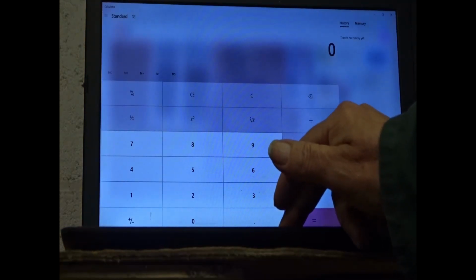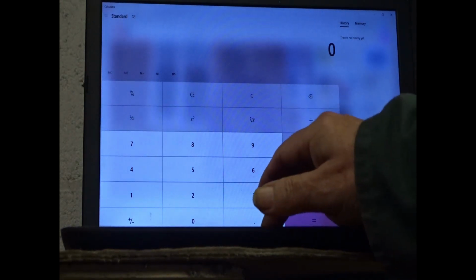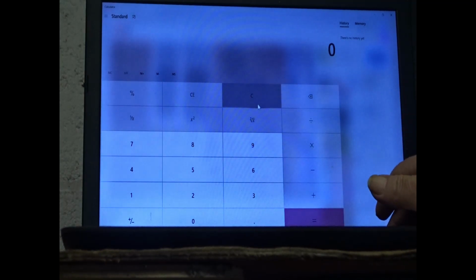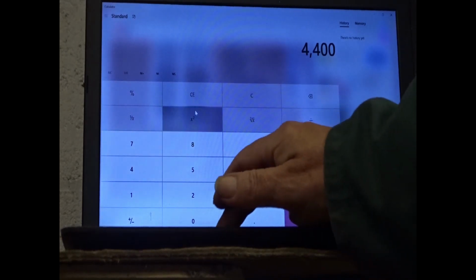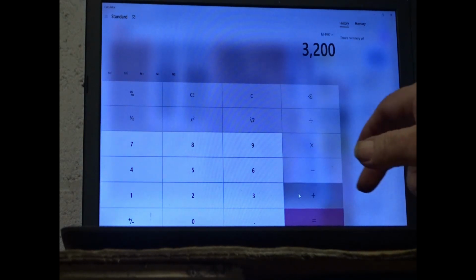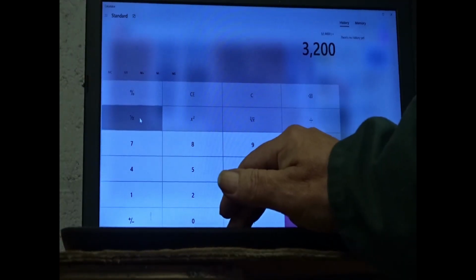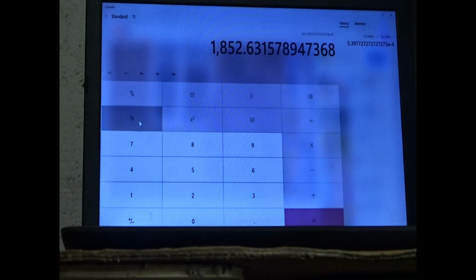Let's go to our calculator. We've got 4.4 kilo ohms. Let's try these ones. 4400 inverted plus 3200 inverted equals. Now invert that again. So the two parallel resistors will add up to 1.852 K. Shove that in M plus for a while.